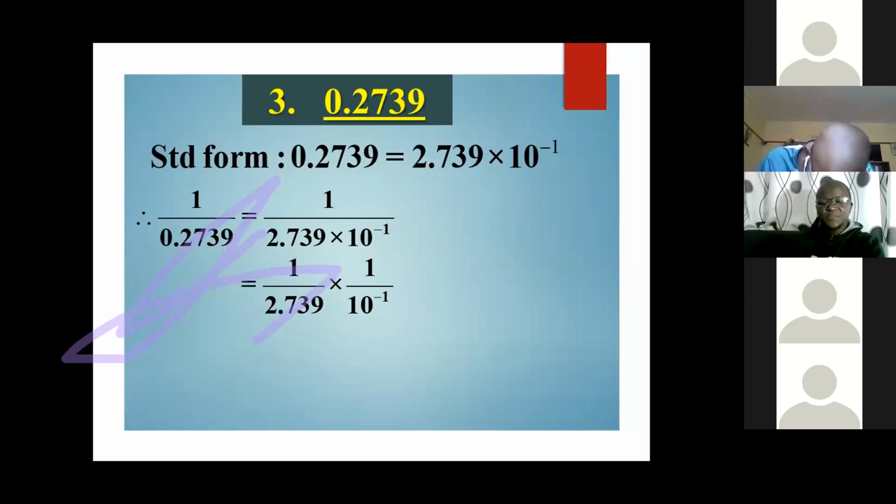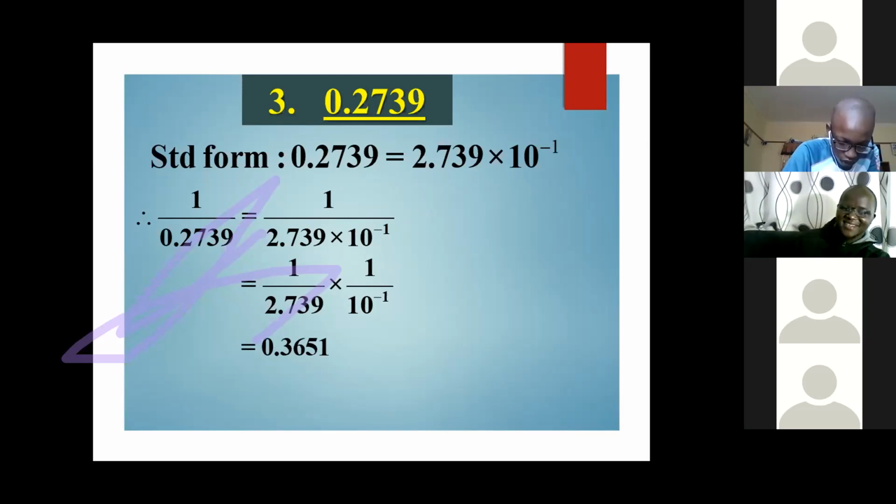That is how we shall split it: 1 over 2.739 times 1 over 10 raised to power negative 1. We are good? Yes. So the next thing is to read out the reciprocal of 2.739 from the mathematical table, which is 0.3651.